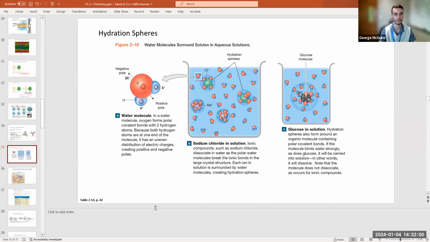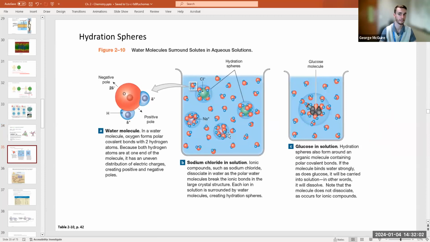So here's a closer look at those hydration spheres themselves. If this were a full aqueous solution, as soon as you add the salt to it, water will immediately start to form these bonds, creating hydration spheres, separating these ions from each other. And again, it can do the same thing to molecules that have polar regions or are polar themselves.